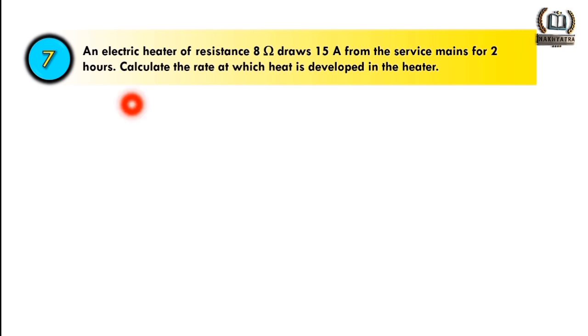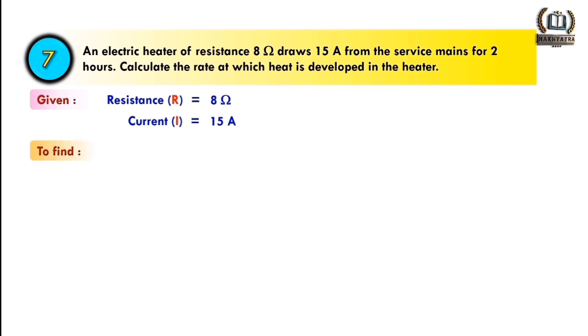Now moving to question number 7. An electric heater of resistance 8 ohm draws 15 ampere from the main service for 2 hours. Calculate the rate at which heat is developed in the heater. So guys, in this question the resistance is given and the current is given. So we have to find the heat. Heat means power. Now see here, we are given resistance is 8 ohm and current is 15 ampere. So we have to find the power.